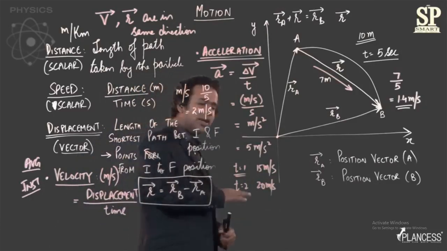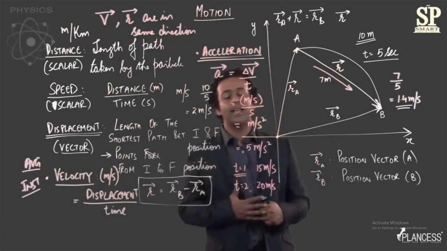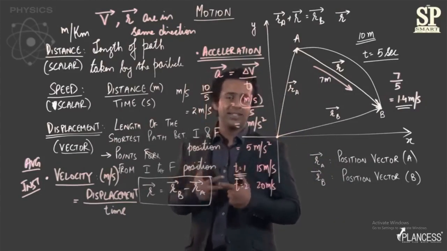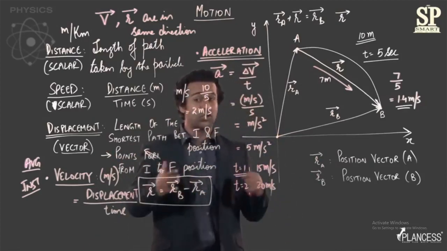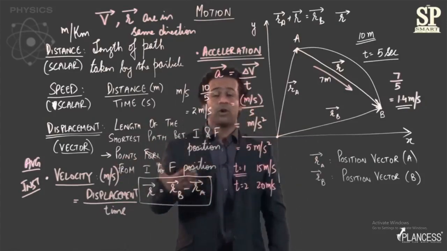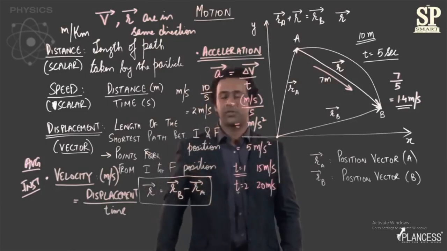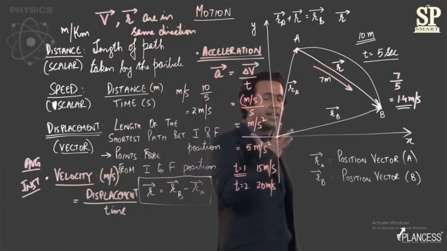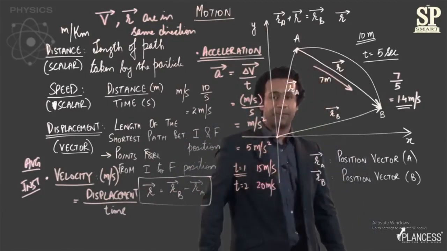So we understood distance is the length of path taken by the particle, speed is distance by time, and hence gives us the amount of distance covered in every second. Then we saw that displacement is the shortest distance between the initial and the final position, and velocity basically gives us the rate of change of displacement. Right. And finally, acceleration gives us the rate at which the velocity changes every second.